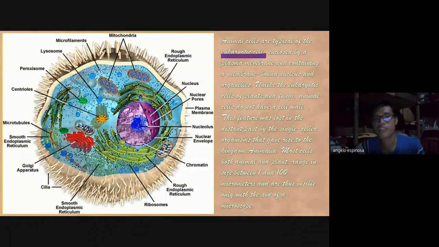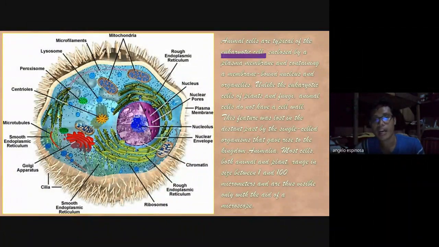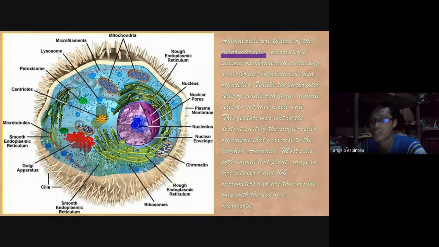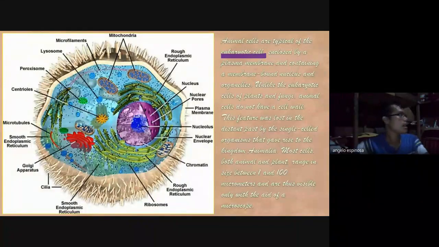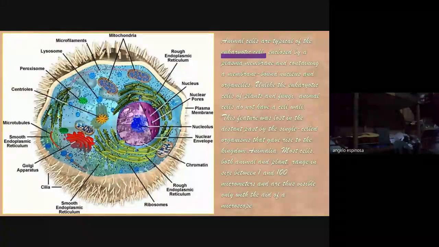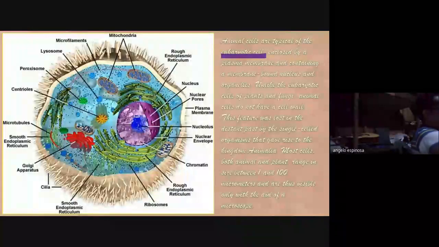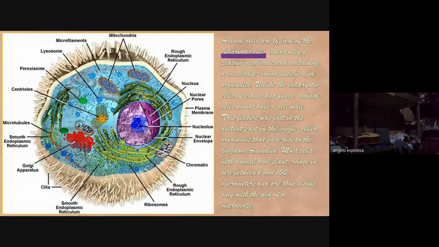So we have here the parts of the cells. You need to familiarize the animal cells. We have mitochondria, rough endoplasmic reticulum, nucleus, nuclear pores, plasma membrane, nuclear envelope. You should be familiar with these parts of cells. Dali ha, kasi maglobat na. So you should familiarize the parts of cells.